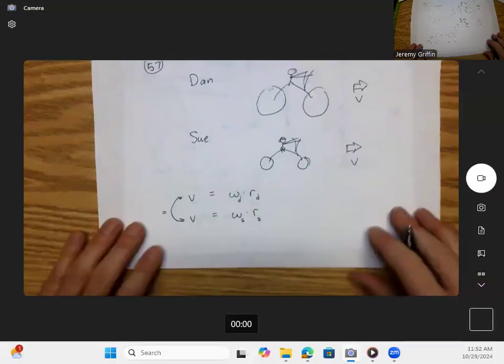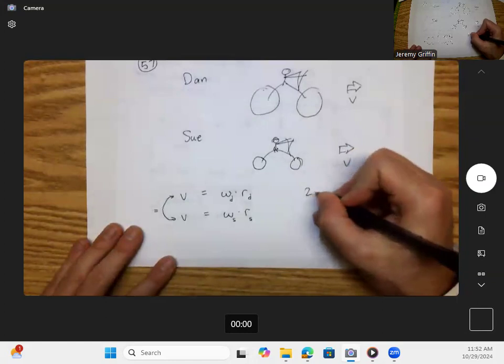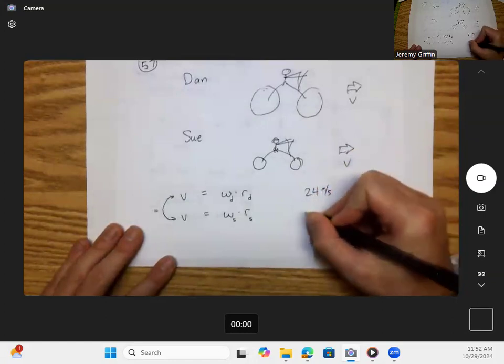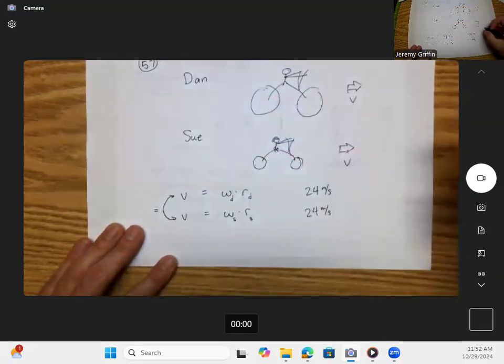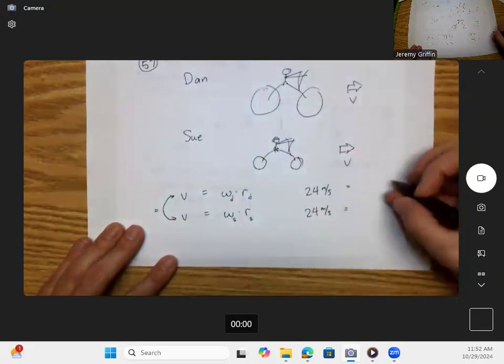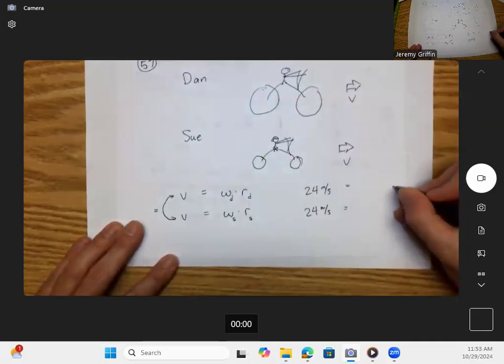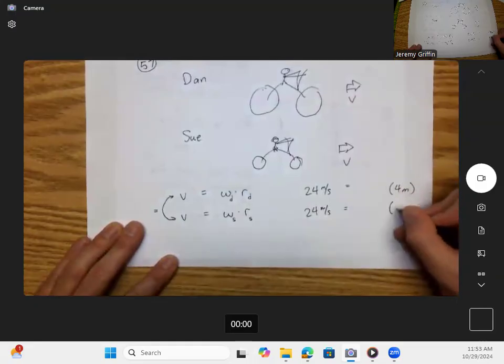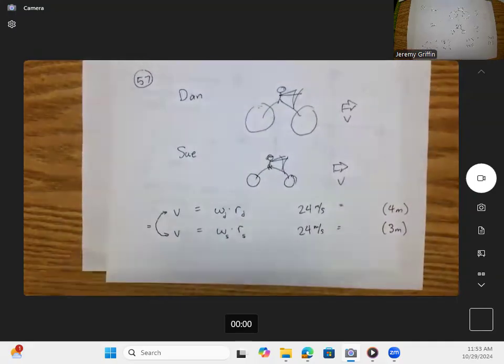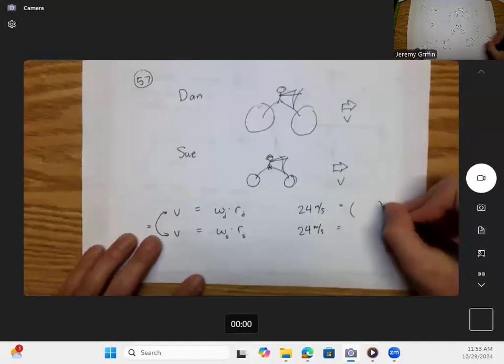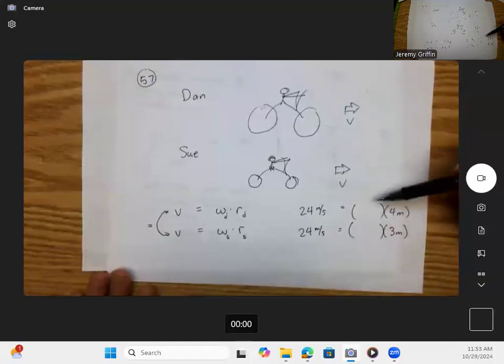Let's do a numerical example. What if they were going 24 meters per second, traveling side by side with the same linear speed? I'm just gonna make up some numbers. Suppose Dan's tires were 4 meters in diameter, and Sue's tires were 3 meters in diameter. Just make up something crazy. If you're not sure how something plays out, just throw in some numbers and see what happens. Maybe it'll give you some insight. So who can tell me how fast Dan's tires are rotating?